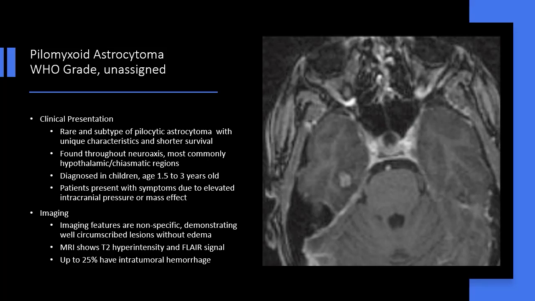They are more rarely found in the posterior fossa, basal ganglia, parietal and occipital lobes, as well as the spinal cord. The mean age of diagnosis is typically children from 1.5 to 3 years old, and patients typically present with elevated intracranial pressure with symptoms of hydrocephalus or enlarging head circumference.